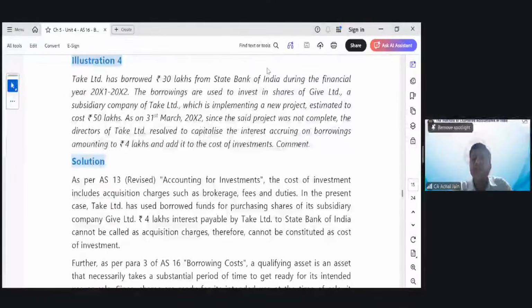Okay, very good. No worries. Tell me one thing. Anil, can you hear me? Yes, sir. Okay, very good. So tell me, if you invest in shares of a company, is that an asset? Tell me. If the company Take Limited has invested, it's not an asset.